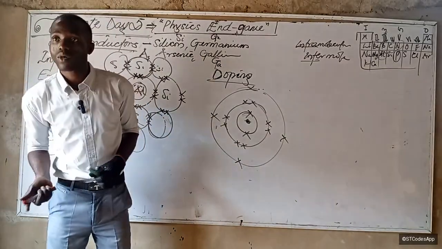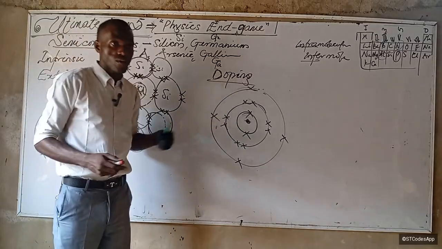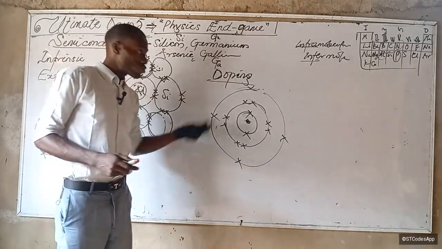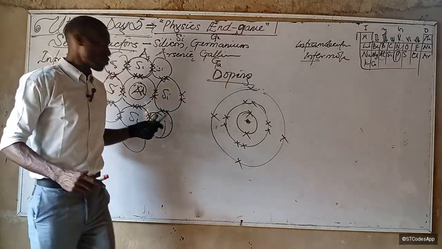No, because it needs 4 more. It has to be 8 on the outside shell. Do you understand? So what will it do to get that 8? It will bond with other atoms that can supply it 4. So that's what we have.